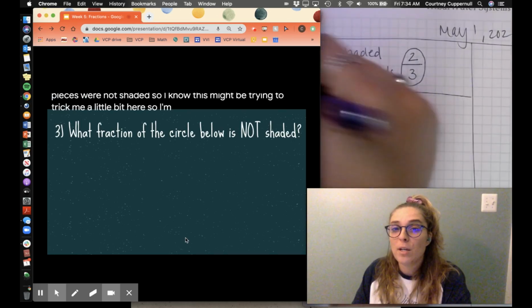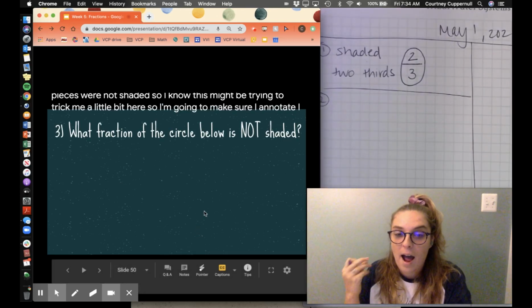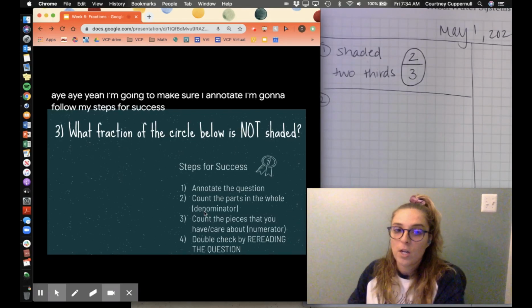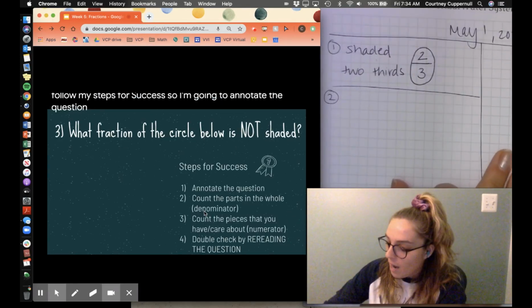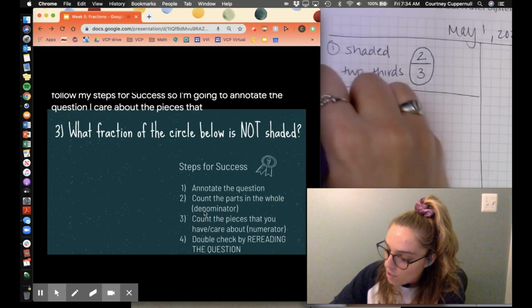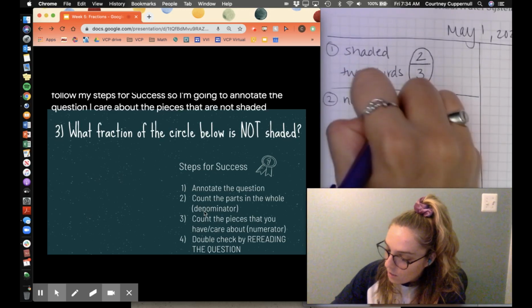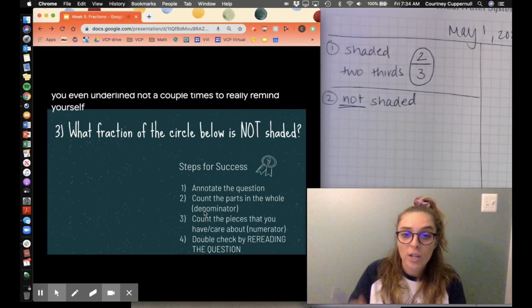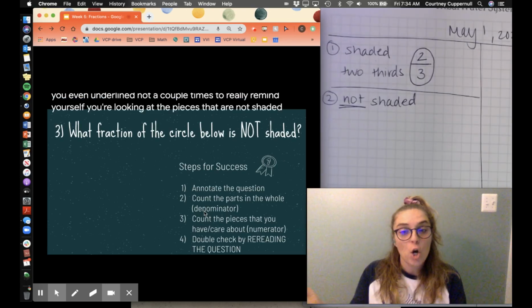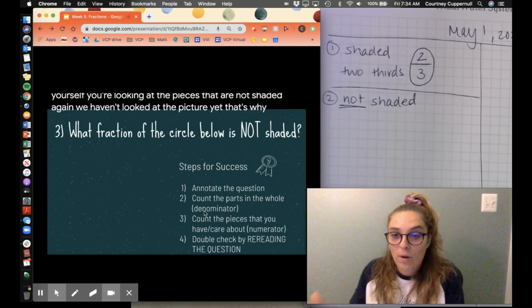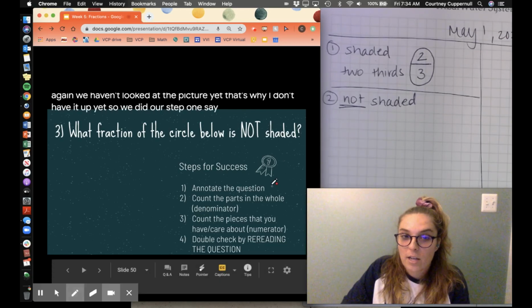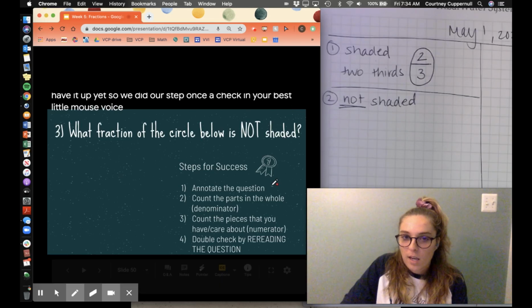So I'm going to make sure I annotate. I'm going to follow my steps for success. So I'm going to annotate the question. I care about the pieces that are not shaded. Maybe you even underline "not" a couple times to really remind yourself you're looking at the pieces that are not shaded. Again, we haven't looked at the picture yet. That's why I don't have it up yet. So we did our step 1, say check in your best little mouse voice. Ready, go, check.